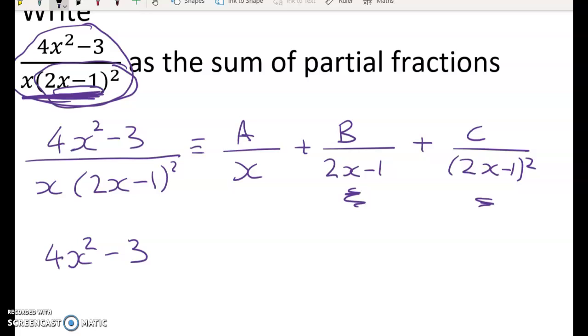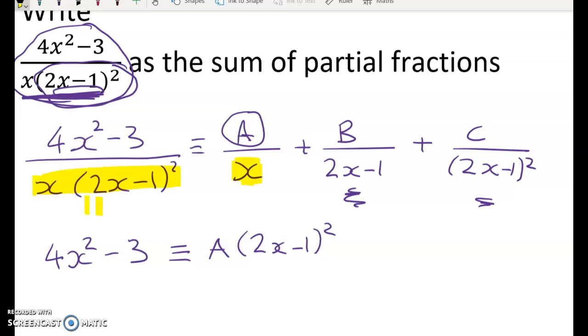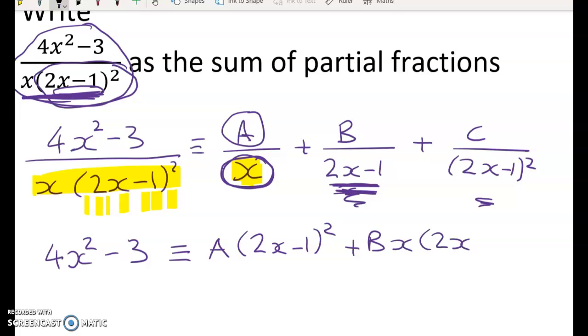So here we've got 4x squared minus 3 on the left-hand side. Now, look at the A. We have to multiply the A by 2x minus 1 squared to match up with this. We've already got the x, so this is the bit we need to times by. With the next term, B over 2x minus 1, I need to multiply in the x and another 2x minus 1. And then the last term is plus C, and all I need to multiply C by to get this common denominator is x.